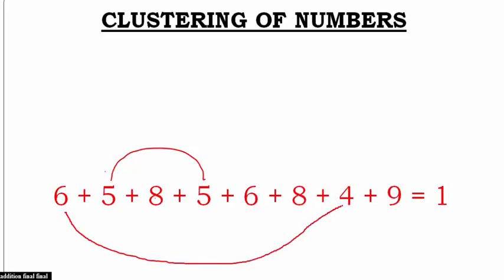On seeing the next example, we can understand that the 5 and the next 5 can be clustered. The next is 6 and the 4 can be clustered. The next is 8 and 6 can be clustered with a leftover 4. This leftover 4 on adding with 8 gives a leftover 2. This leftover 2 on adding with 9 gives a leftover 1.